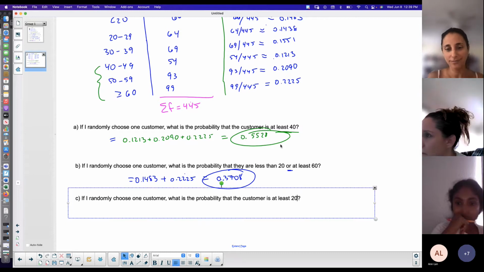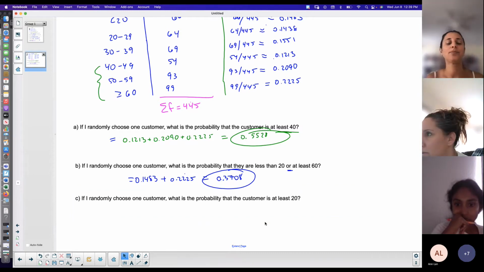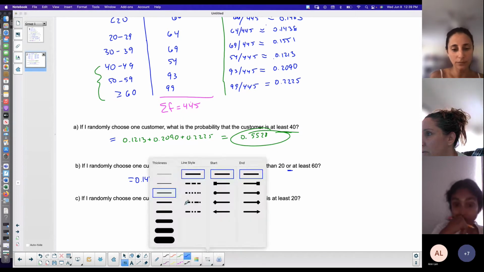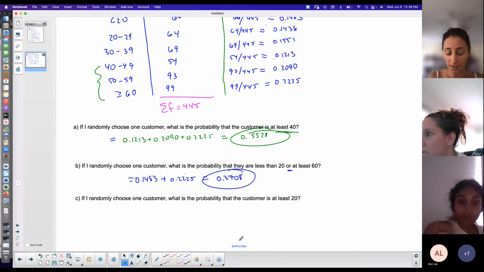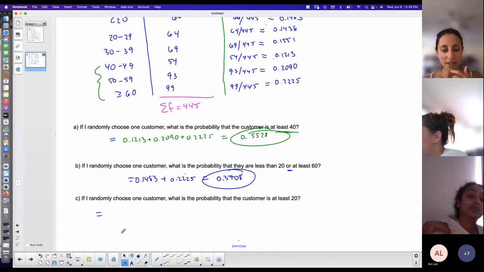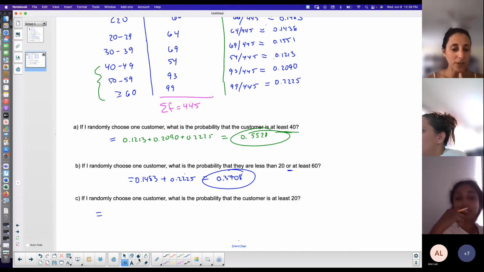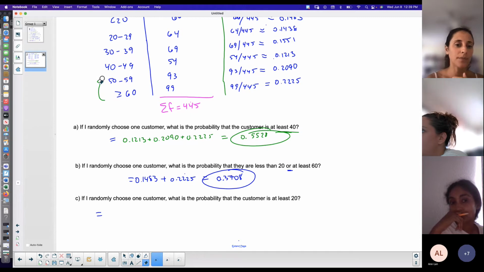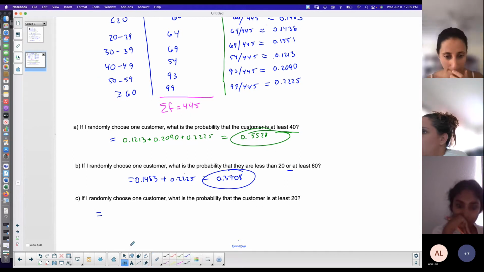Okay, let's do this one. Two ways to do this, okay? And I want to show you both of these because complementary events allow us to sometimes make our calculations a little bit faster, right? And this is an example of where complementary events might do that. So let me show you what I mean.